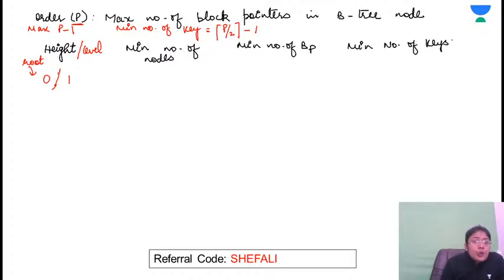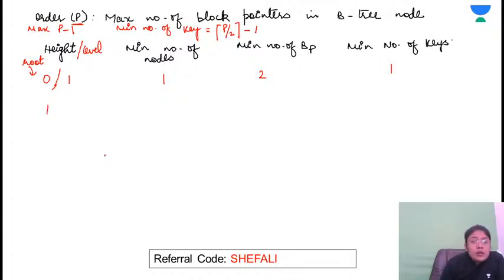So for the root node, what is the minimum number of nodes? It is a root node, so definitely there will be only one node. At root level, at height 0, there will be only one node, and that is the root node. How many minimum block pointers are possible? Maximum is P, but there is an exception for root level. The minimum pointers can be 2. And if minimum block pointers are 2, then minimum keys in the root node will be 1. Correct?